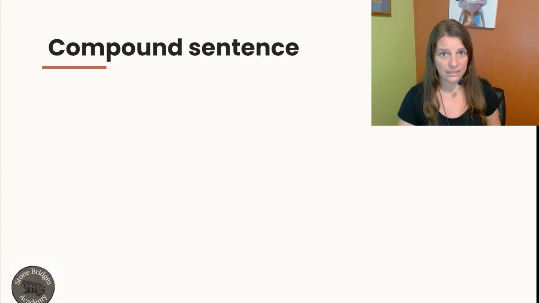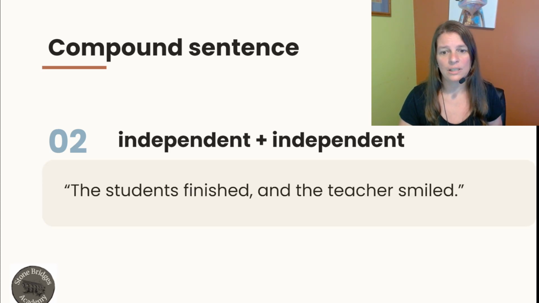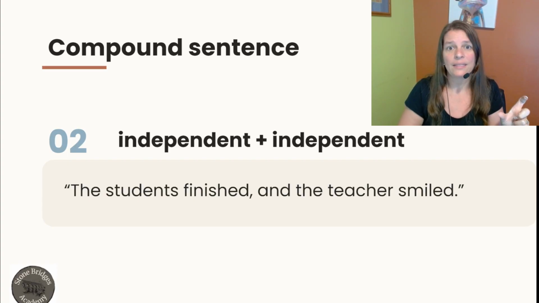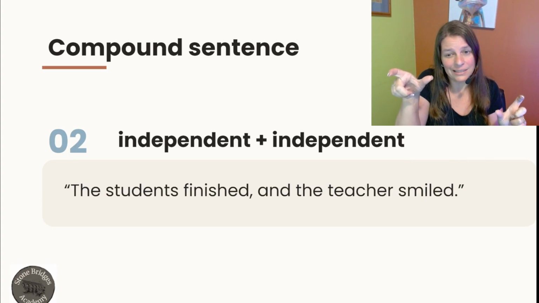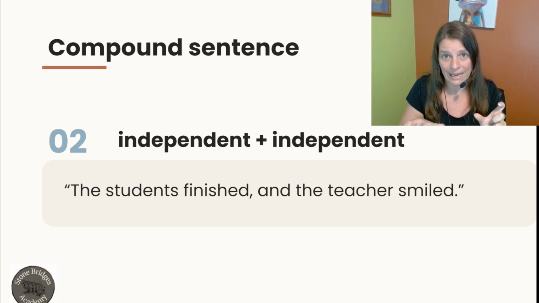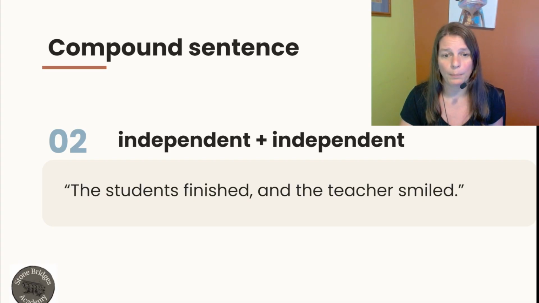A compound sentence is 2 independent clauses, 2 complete thoughts put together. Okay? The students finished and the teacher smiled. So the students finished is the one independent clause, and the second independent clause is the teacher smiled. We're joining those together with the word and. We can use or, we can use but, and the first independent clause is followed by a comma if you want to punctuate it properly.